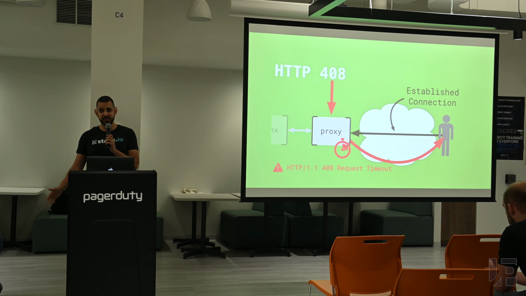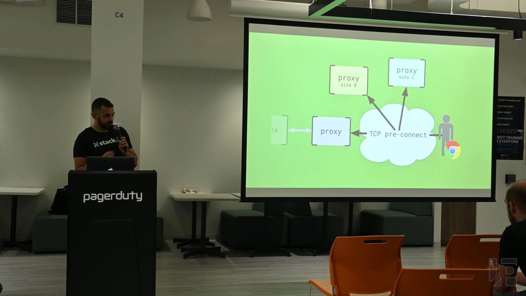But in recent years, we've actually seen an uptick in 408s across the internet. And the reason for this is actually due to optimization in modern browsers called predictors. Chrome has one called a TCP pre-connect predictor.